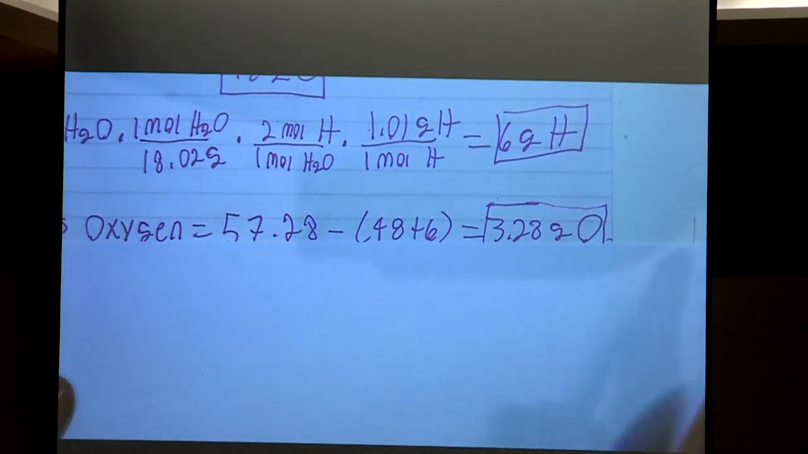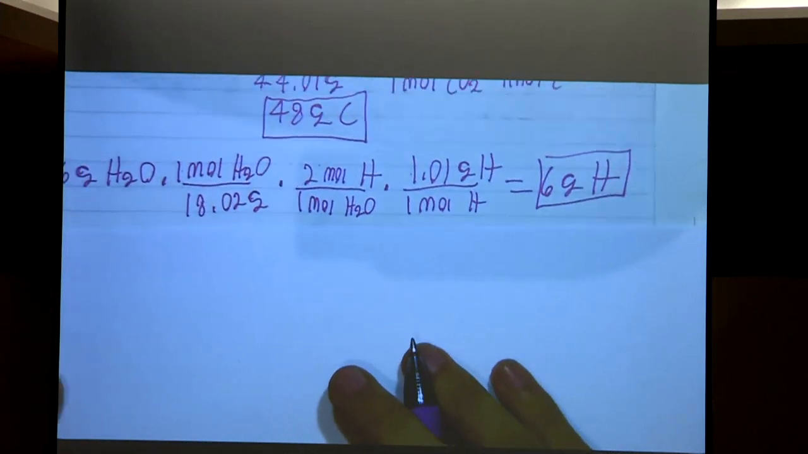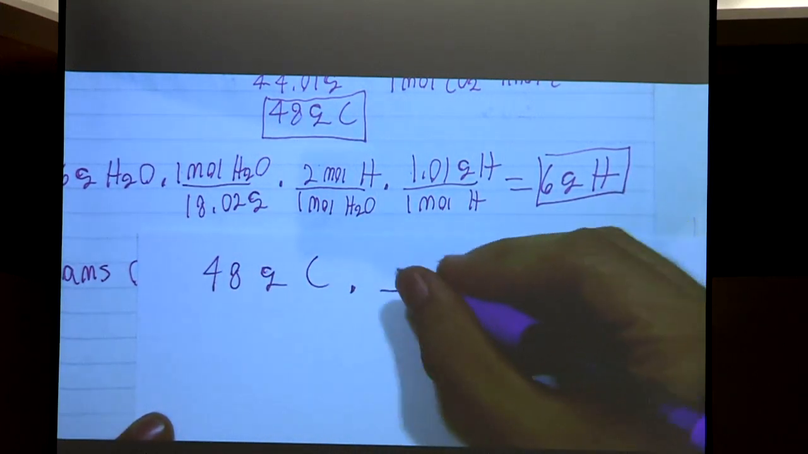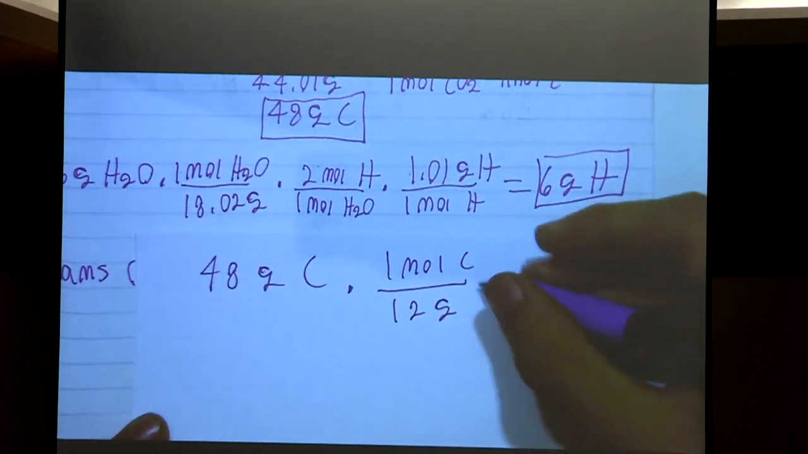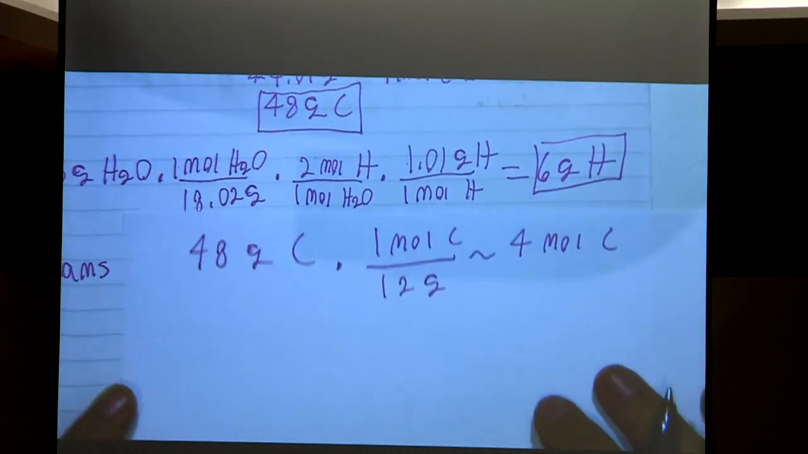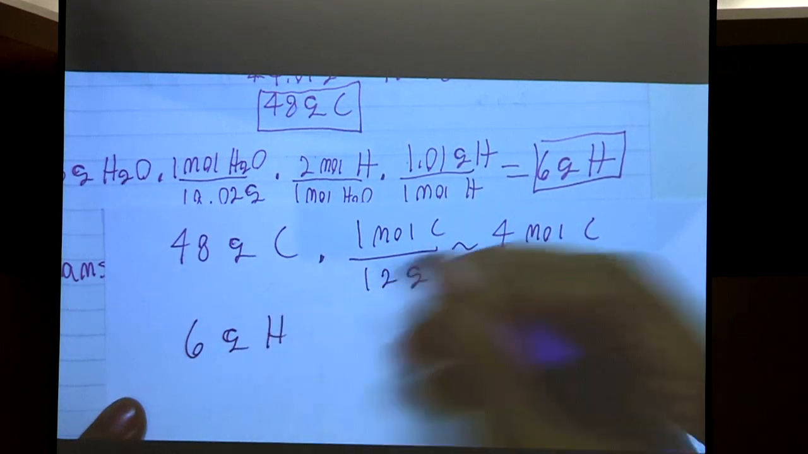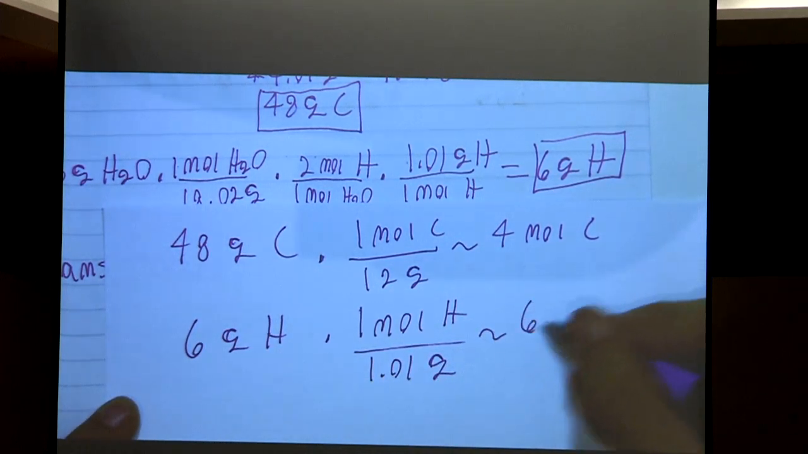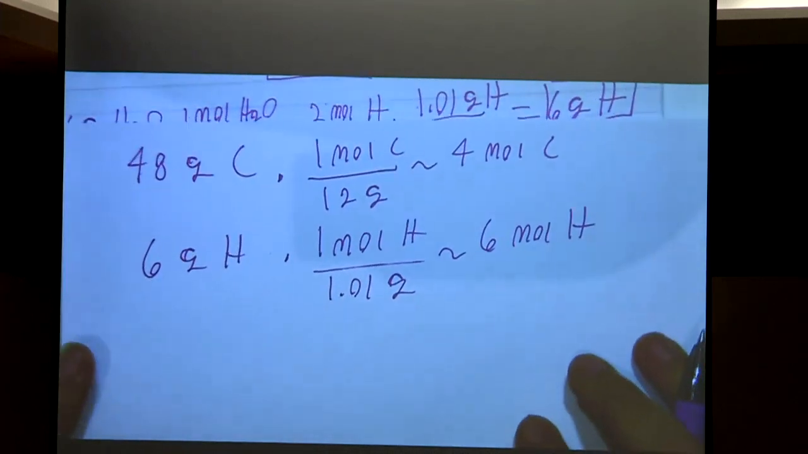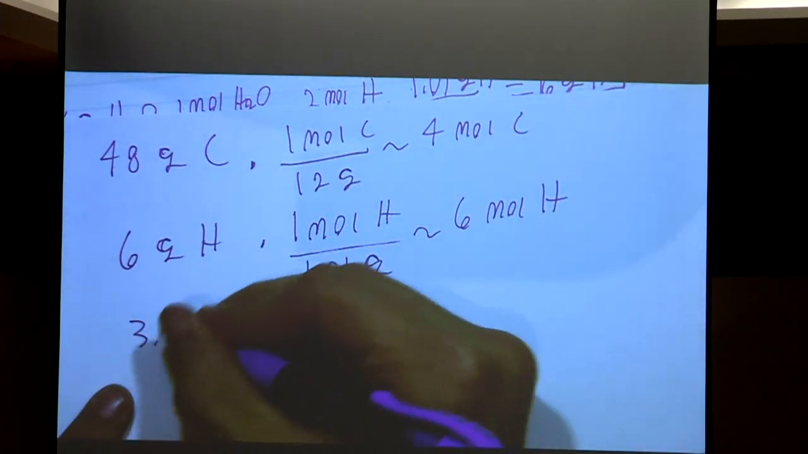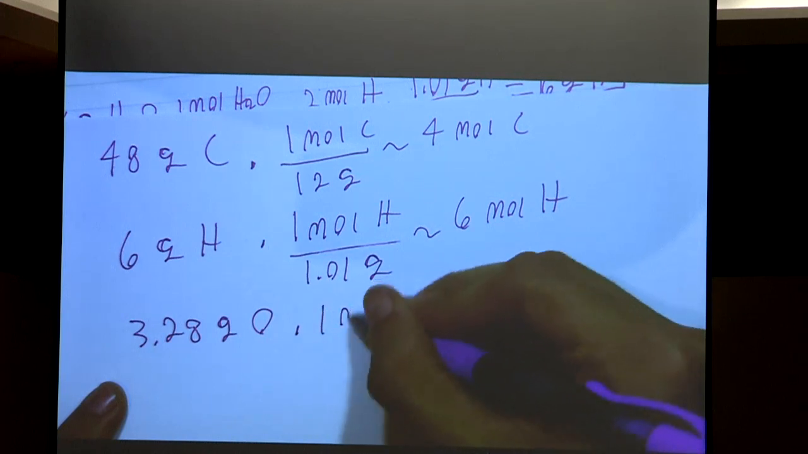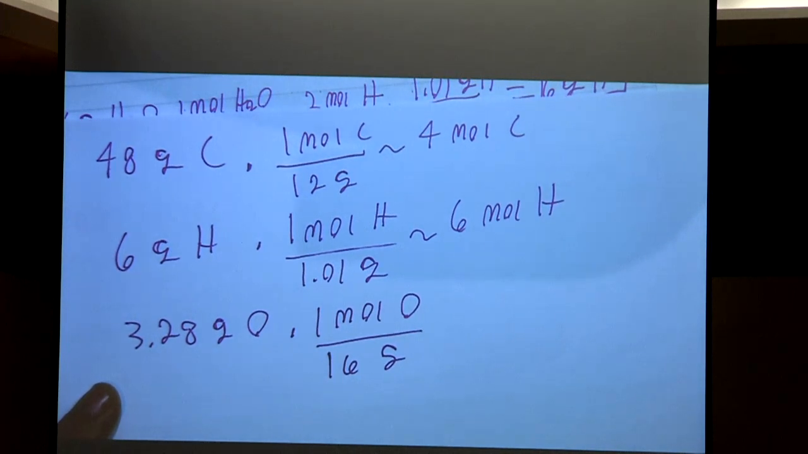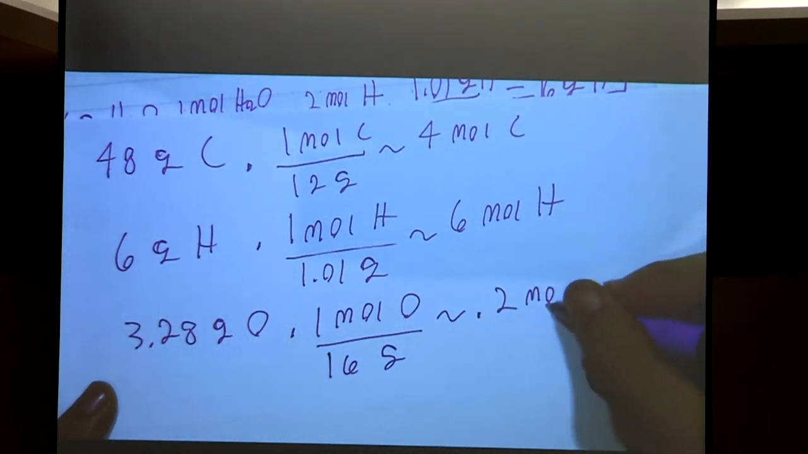So I've got 48 grams of carbon. And I know that 1 mole of carbon is 12 grams. So that's going to give me about 4 moles of C. And 6 grams of hydrogen times 1 mole of hydrogen is about 1 gram. That's going to give me 6 moles of H. And then I've got 3.28 grams of oxygen, and that's about 16 grams per mole. That's going to give you about 0.2 moles of oxygen.